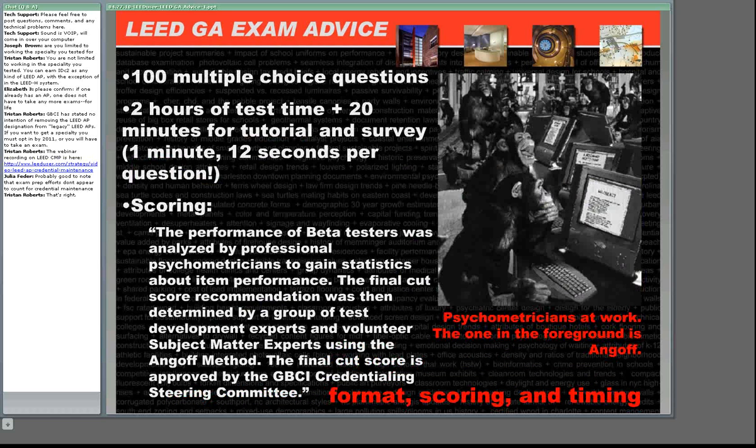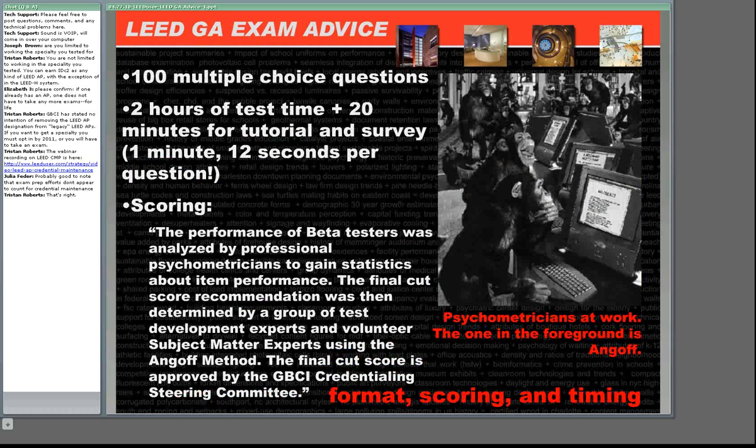So the test itself is 100 multiple choice questions. That sounds easier than it is, as anyone who's taken the test will tell you. They can be, here are 5 answers, pick 1. They can be, here are 5 answers, pick 3. And those get pretty difficult pretty quick.